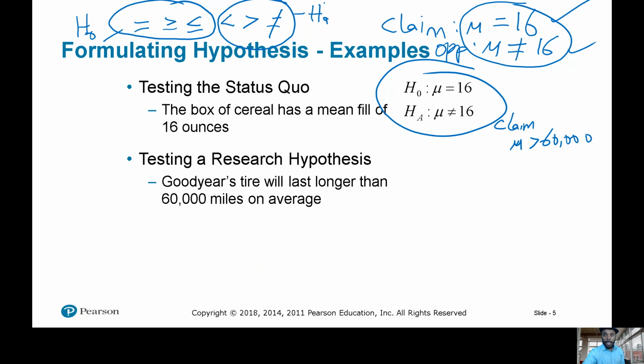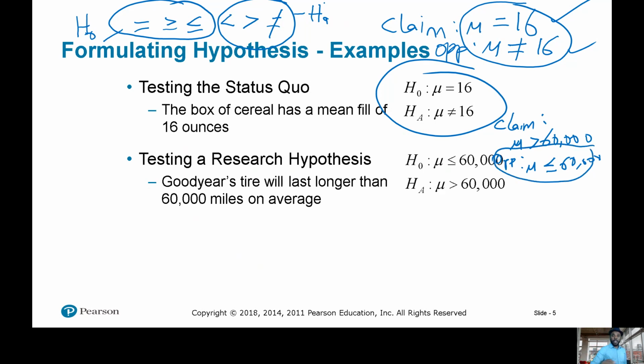If that is the claim, then the opposite will be mu is less than or equal to 60,000. So first write the claim and then write the opposite. And now once you've done this, you can see that the opposite here this time around will be the null hypothesis, and the alternative hypothesis is the claim.